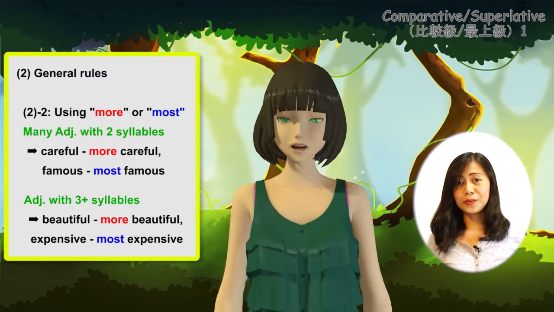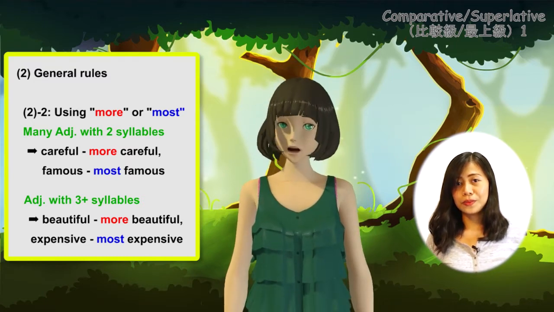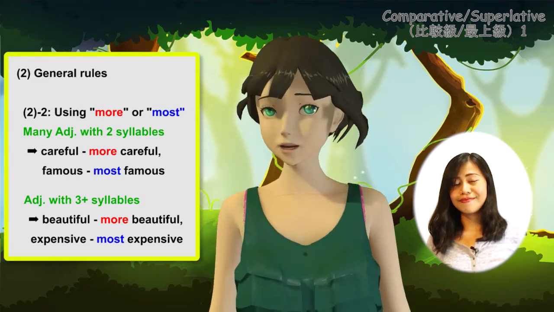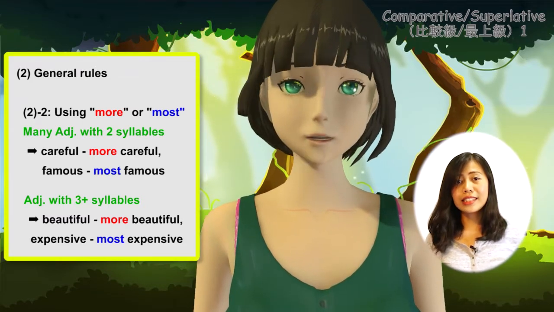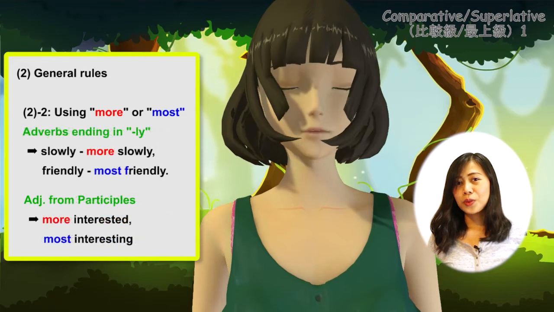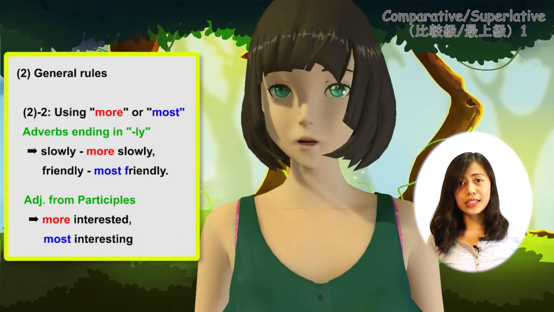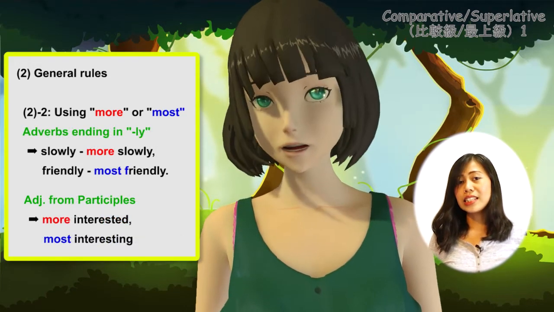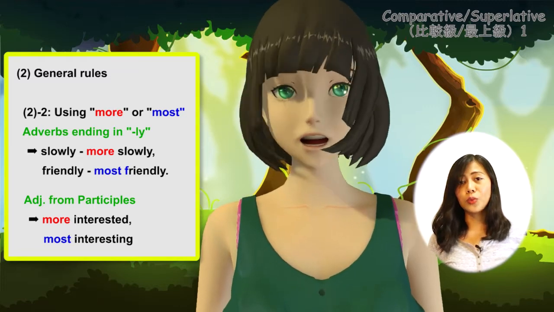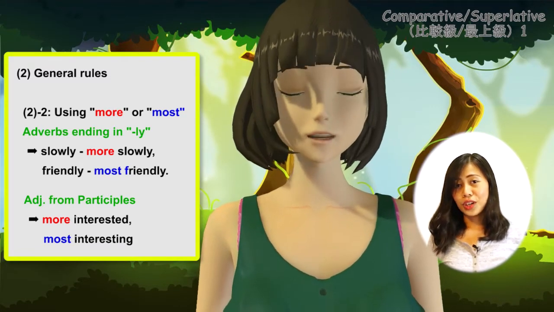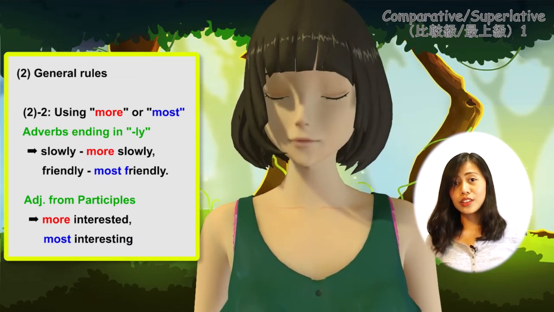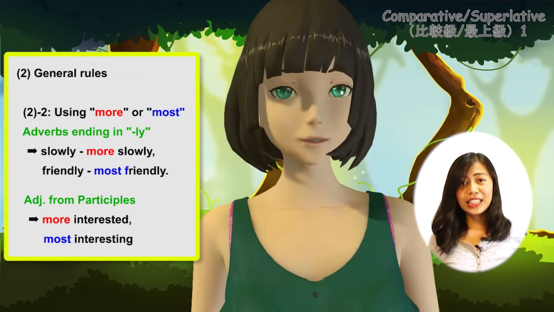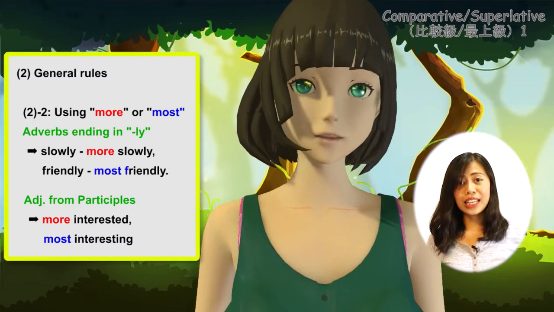We use more or most with 3 or more syllable adjectives. For example, beautiful, more beautiful. Expensive, most expensive. We use more or most with adverbs ending in the letters ly. For example, slowly, more slowly. Friendly, most friendly.